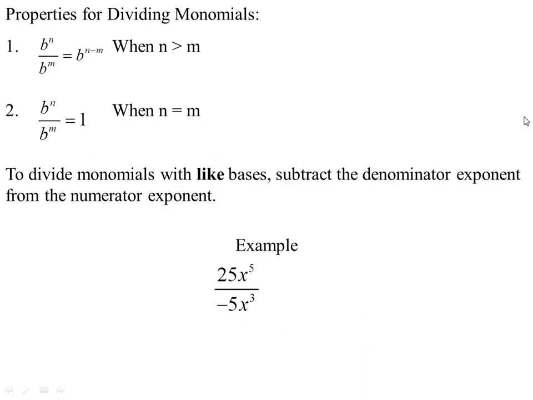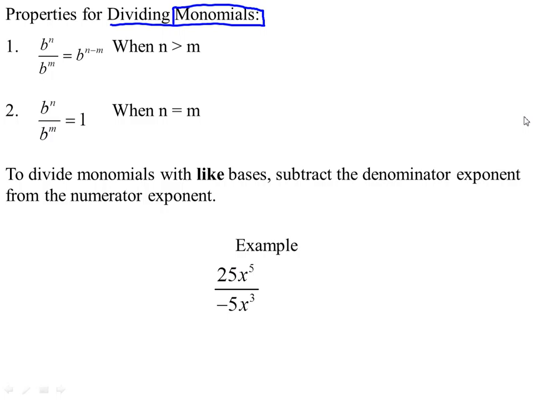If you're dividing, and again, keyword monomials, if you're dividing monomials, you're just going to subtract those exponents. And it's always top minus bottom. Don't forget that. It's always the top exponent minus the bottom exponent.